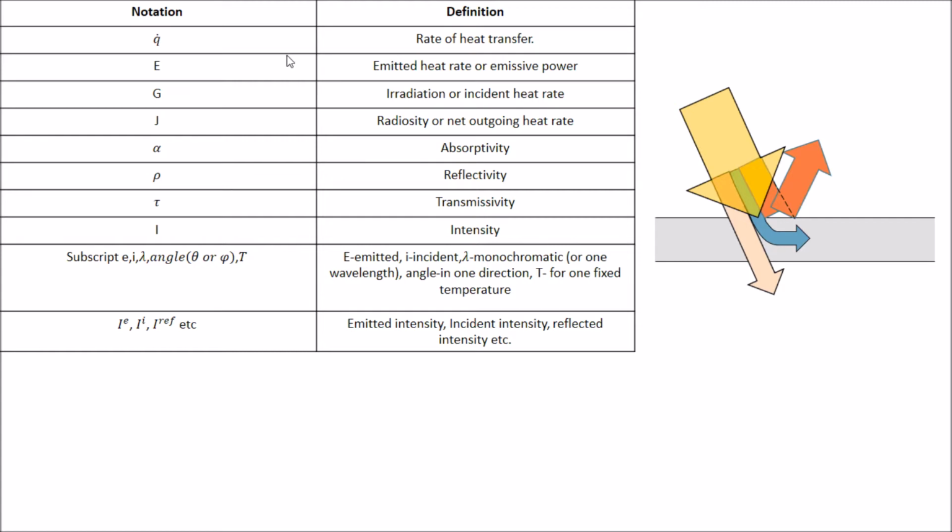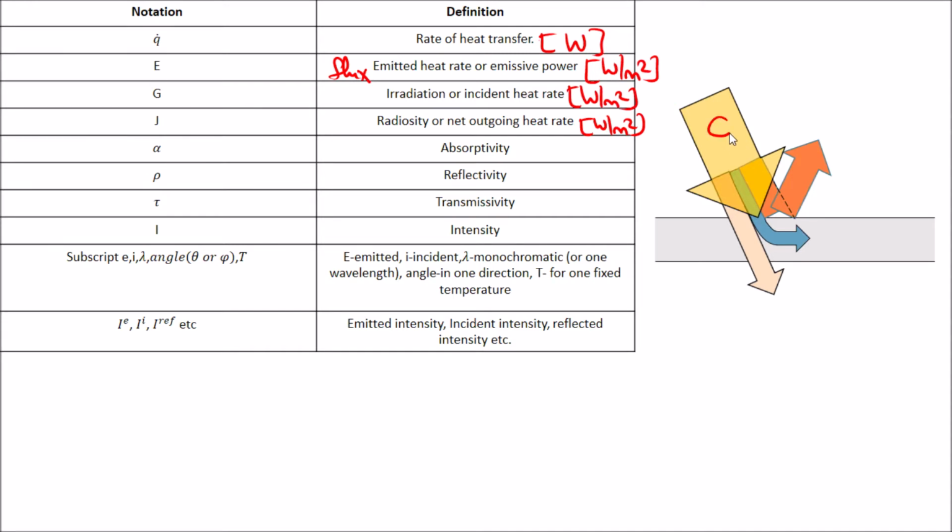The first thing here for the real surfaces is the rate of heat transfer with unit of watt, which is shown as Q dot. And we have the emissive power with unit of watts per meter square. It is also flux because it is per unit area, and it is shown as E. We have the irradiation or incident heat rate, in watts per meter square, with the notation G. And J is the radiosity or net outgoing heat rate with the same unit. If you have a picture here, we can show the values here.